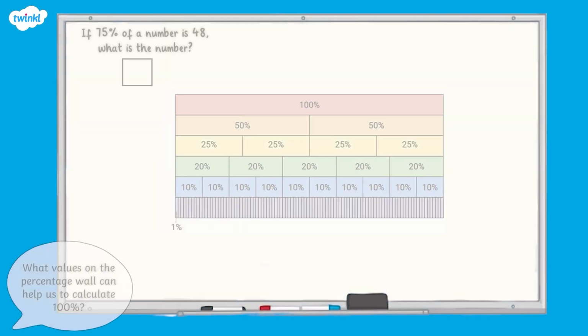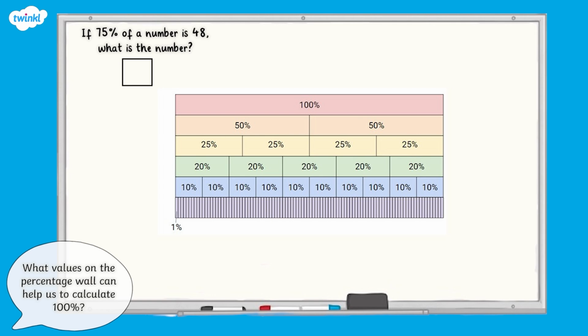Now it's your turn. If 75% of a number is 48, what is 100%? Think about what values in our percentage wall could help and draw a bar model to help you to calculate 100% to find the answer.